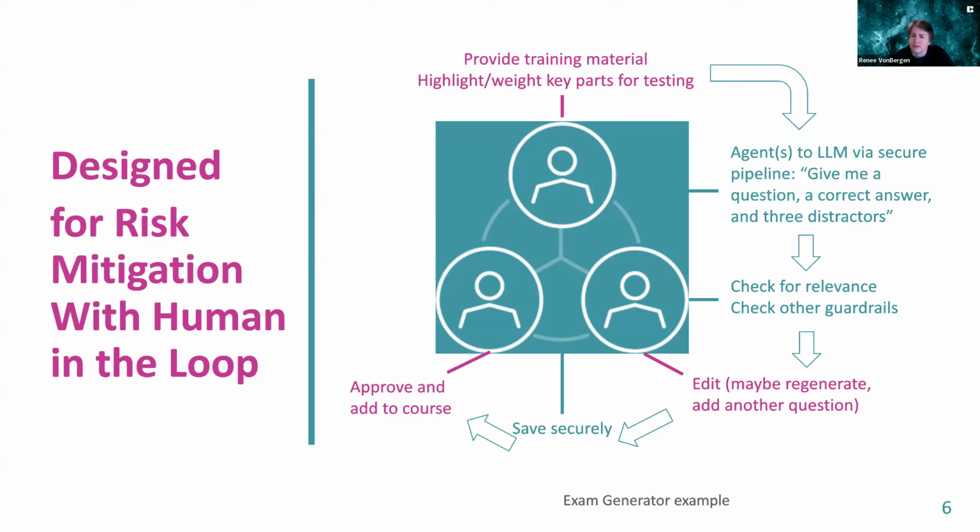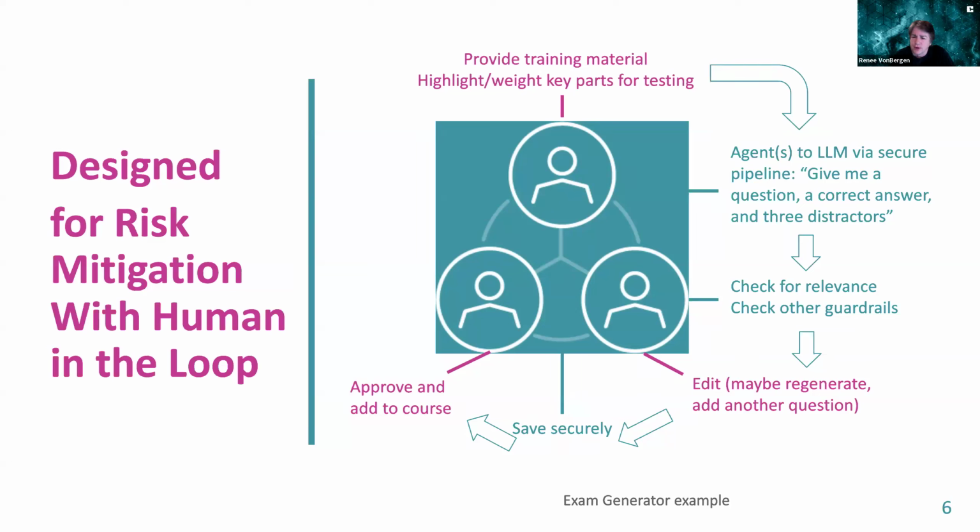And so there's a boss agent, and a boss agent might say to an agent that is good at generating questions and answers, "Hey, give me a question based on the material that was just highlighted." And then in our case, exam generator is a multiple choice generator. And so the agent would also have to provide a correct answer and 3 distractor answers or wrong answers.